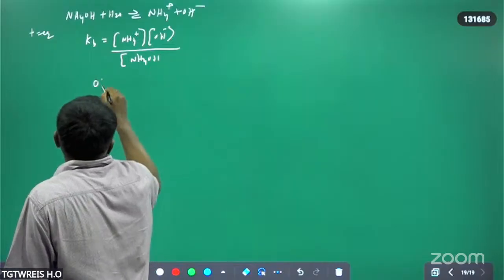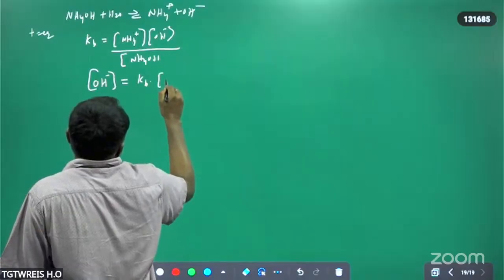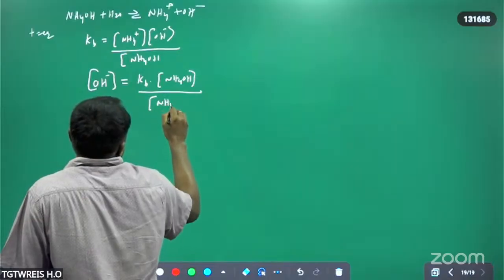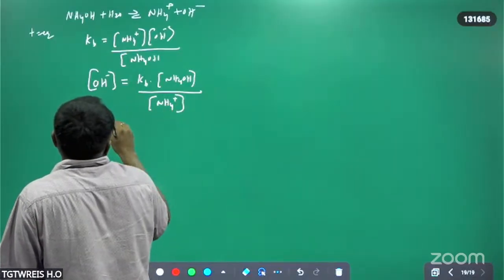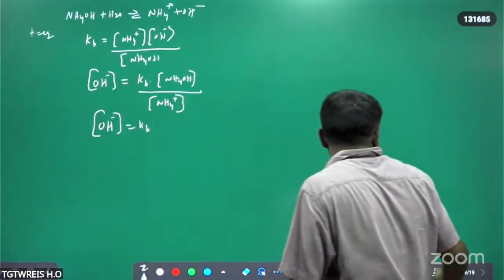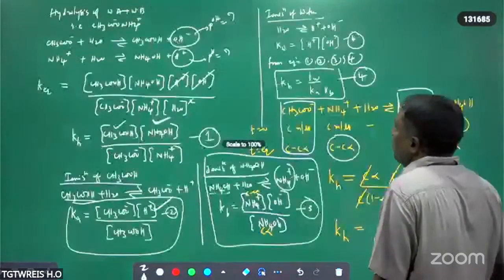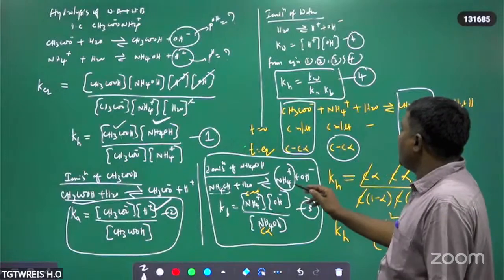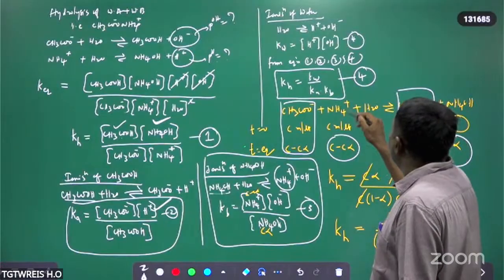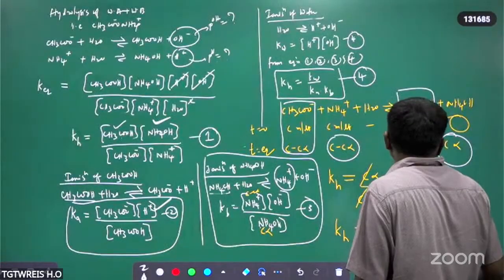So from this you calculate the OH minus ion concentration is equal to Kb into NH4OH by NH4+. So OH minus ion concentration is equal to Kb into what now? NH4OH. What is NH4OH? NH4OH is the C alpha. So from this, NH4+ is the C minus C alpha.